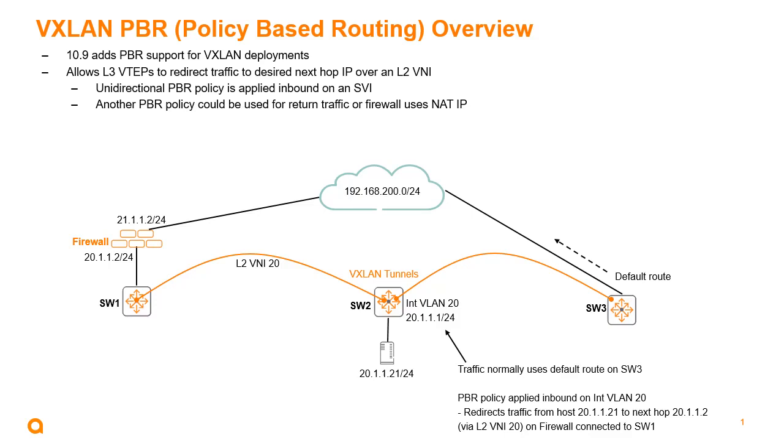So this is really used on layer 3 VTEPs to redirect traffic to the desired next hop IP over an L2 VNI. Take note, these policies are unidirectional and they apply inbound on an SVI. So if traffic from 1.21 hits the firewall on the left, goes out, and is being NATed to the 1.2 IP on the top, the return path will automatically send back to that NATed IP. But if it's not NATed, then you will need another PBR policy in the north to south direction because it's unidirectional. So the supported platforms are A325, A360, and CX 10000.